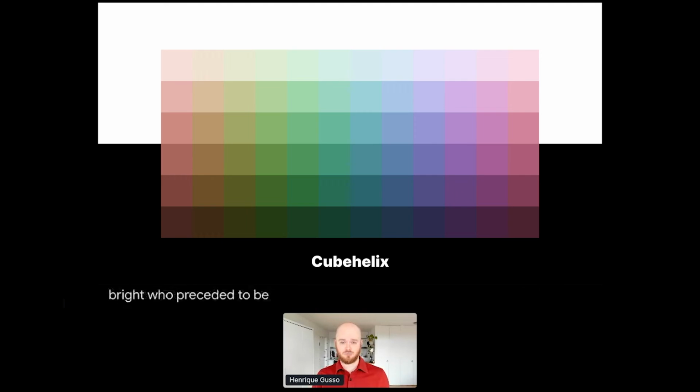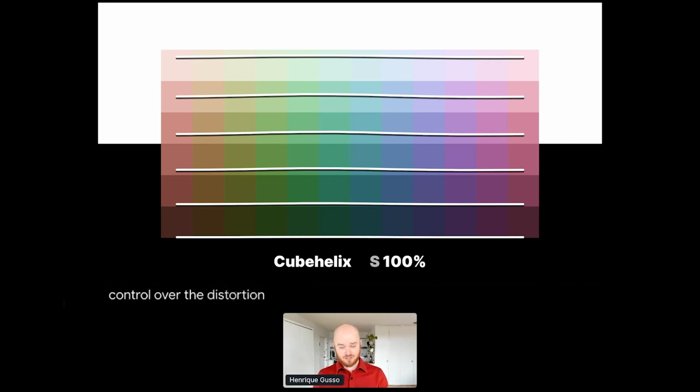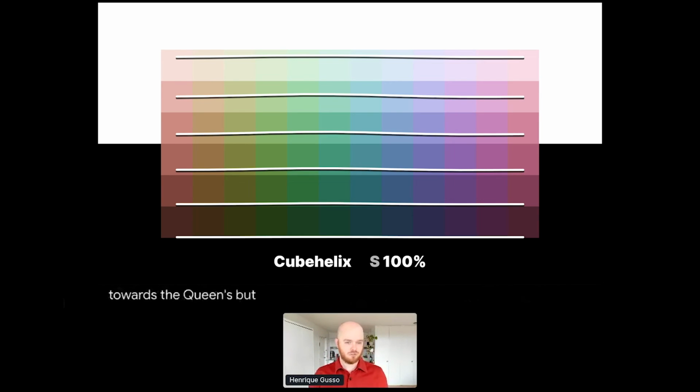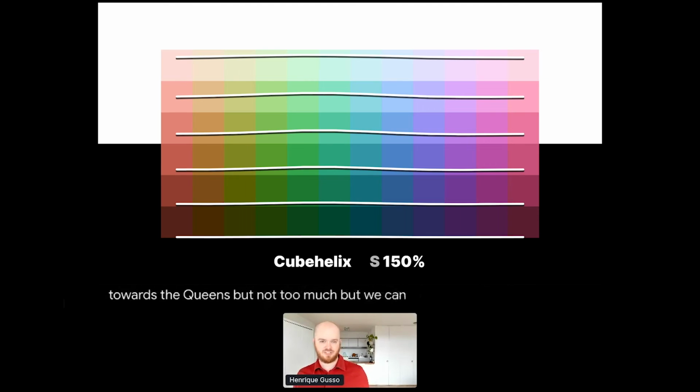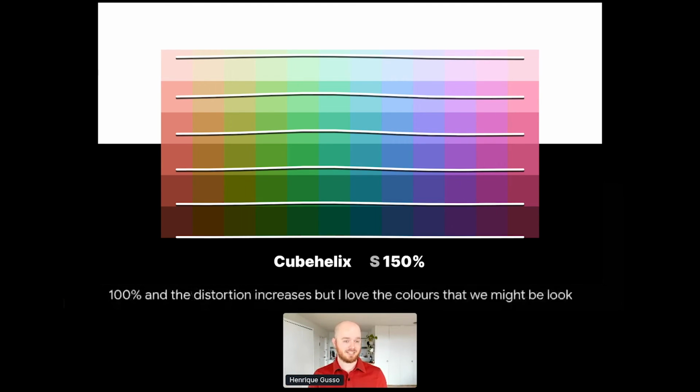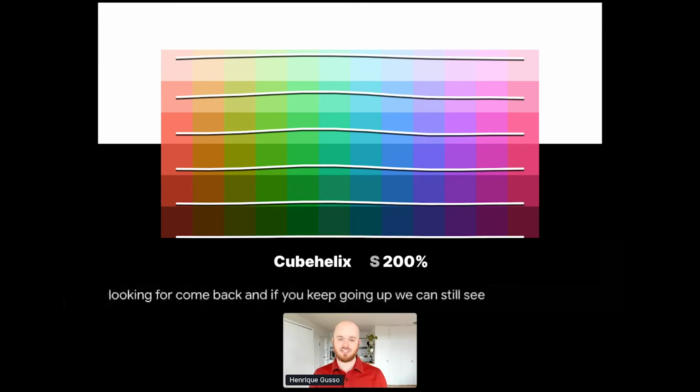And the reason that it also works well for creating palettes is that you have control over the distortion. So here you can see that at 100% saturation, the relative luminance is a bit skewed towards the greens, but not too much. But we can increase saturation above 100%, and the distortion increases, but a lot of the colors that we might be looking for come back. And if we keep going up, we can still see more vibrancy. And this is the beautiful thing for me.